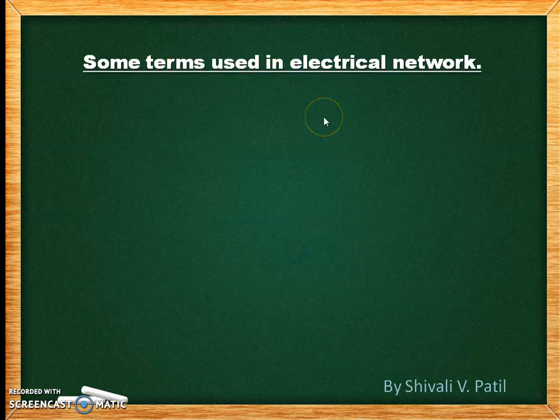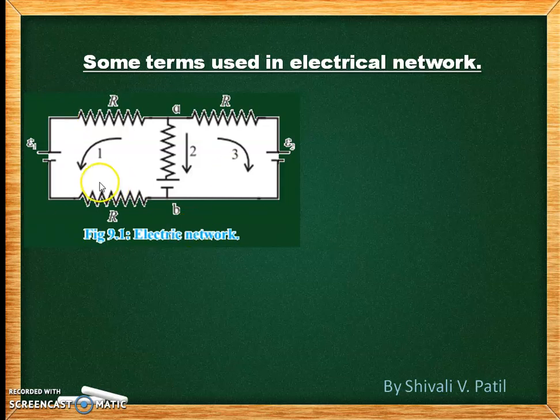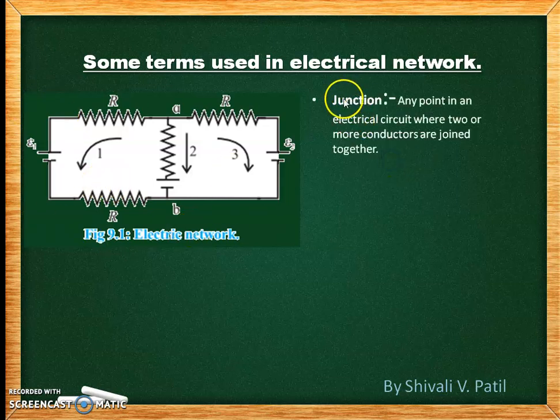Before going to KCL, Kirchhoff's current law, we discuss some terms used in an electrical network. So here is one example of an electrical network. First term is a junction. Any point in an electrical network where two or more conductors are joined together is called a junction. Here there are two junctions, A and B. At A, three conductors are joined together at this one point A. So A is a junction and also B is a junction. Here also three conductors are joined at one point.